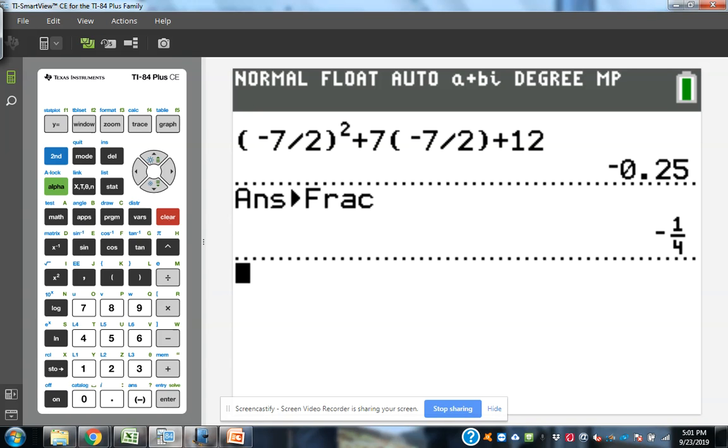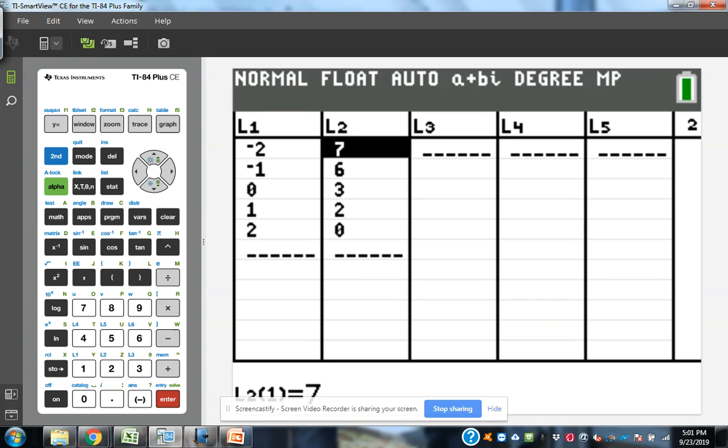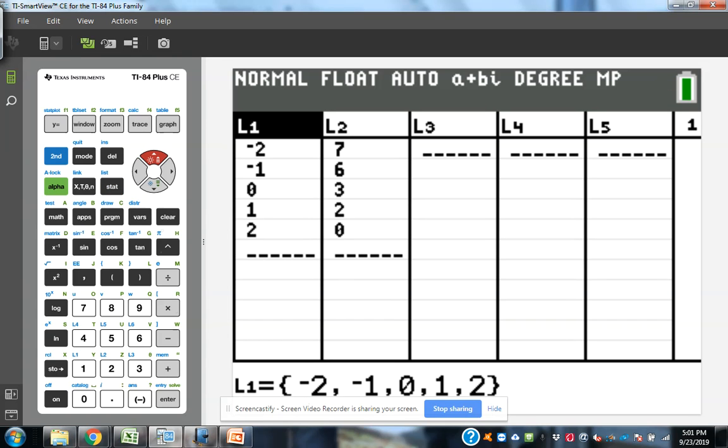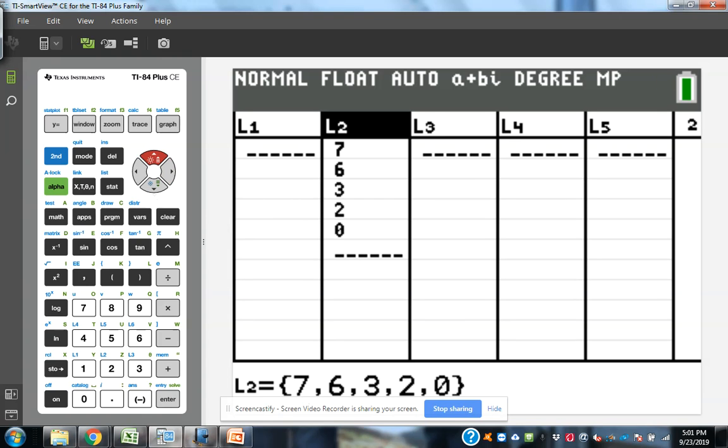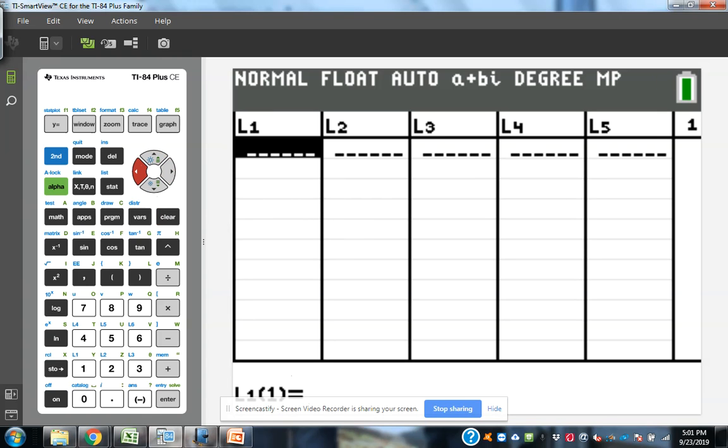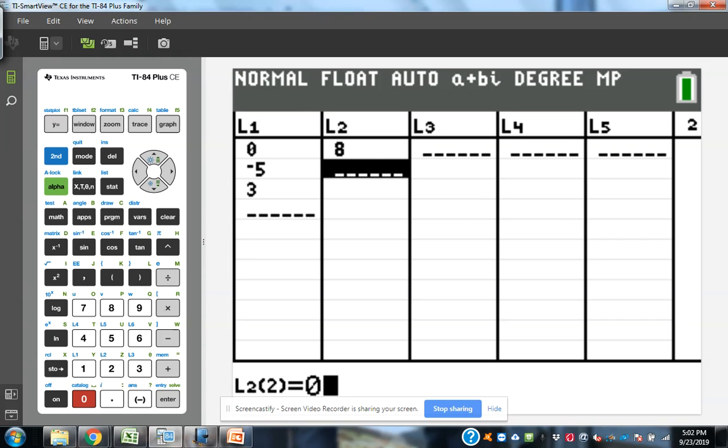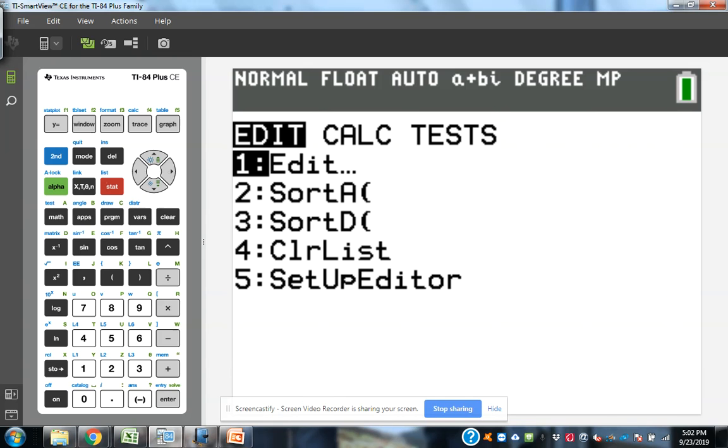But go to Stat, Edit. We're going to do the same things that we did last week, but with these 3 ordered pairs. So we had 0, 8, I'm just putting in the y-intercept first, -5, and then 3, and just get the y values in list 2. So that would be 8, then 0, and 0. So I've got the 3 points there.